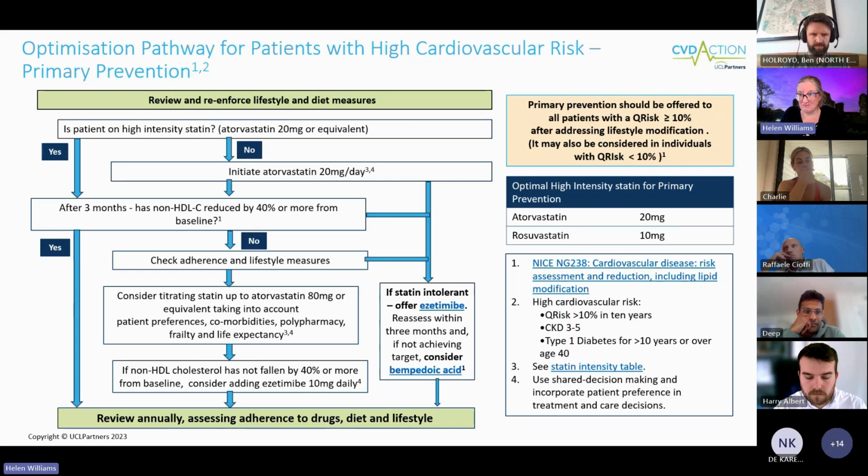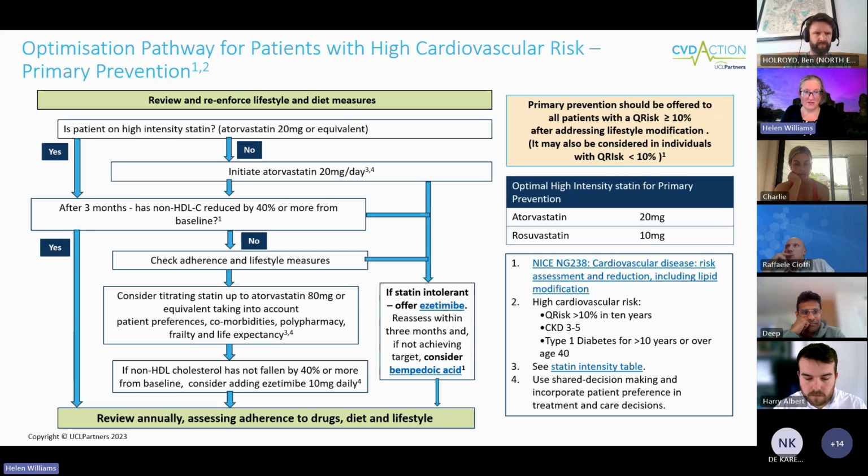Atorva 20 or Rosuva 10 as an alternative. That's a high dose, a high intensity statin. NICE still recommend that we measure non-HDL cholesterol and that it should be reduced by 40% from baseline. Now, Atorva 20 on average reduces non-HDL cholesterol by about 43%, I think. I'll show you a slide in a minute that will confirm or refute that. So the vast majority of patients who start Atorva 20 will achieve that target.